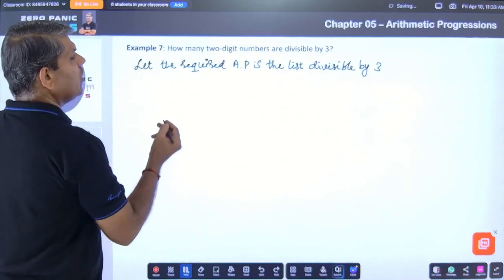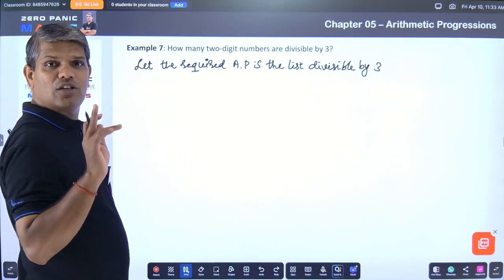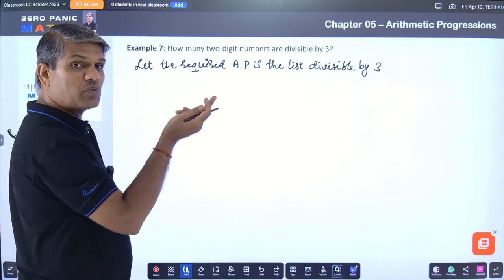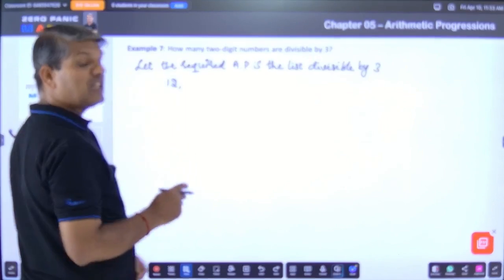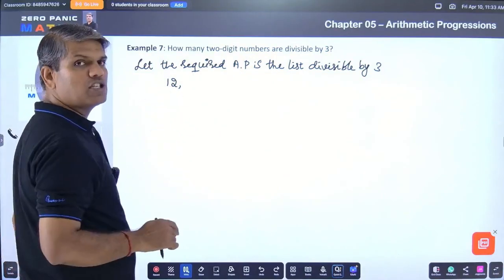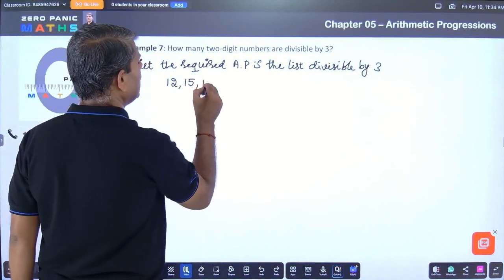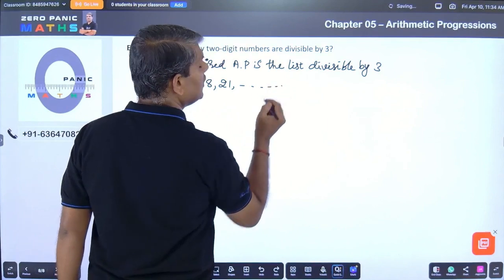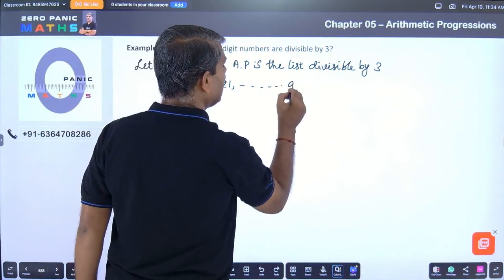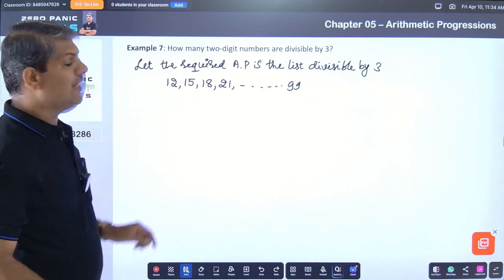So is 10 divisible by 3, fully divisible? No. 11? No. Let us consider 12. Yes, 12 is divisible by 3. Among the 2-digit numbers, the first number that is divisible by 3 is 12. What is the next number? 15. Go on adding 3 to it. 18, 21. If you continue in this way with a difference of 3 till 99, 99 is also divisible by 3, right?